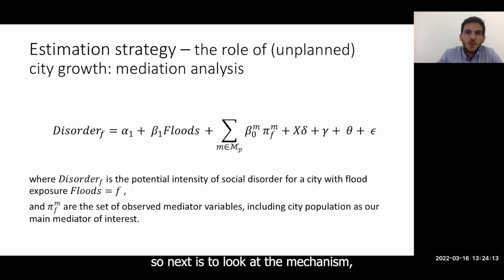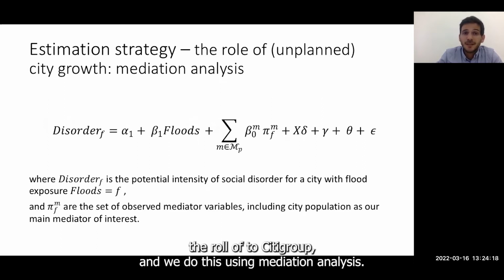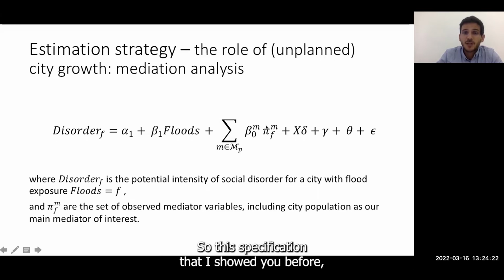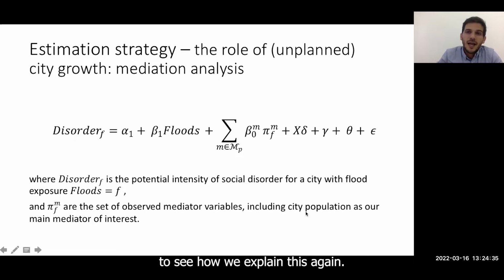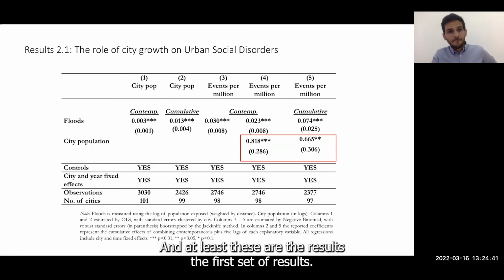All right, so next is to look at the mechanism, so the role of unplanned city growth. And we do this using mediation analysis. So the specification that I showed you before, but we're going to allow for different factors to mediate the impact between floods and disorder, all right? So we're going to look at observed mediator variables, including city population, to see how we explain that coefficient for floods, all right? And these are the results, the first set of results.